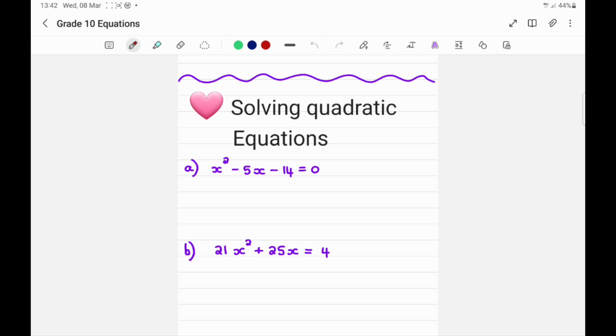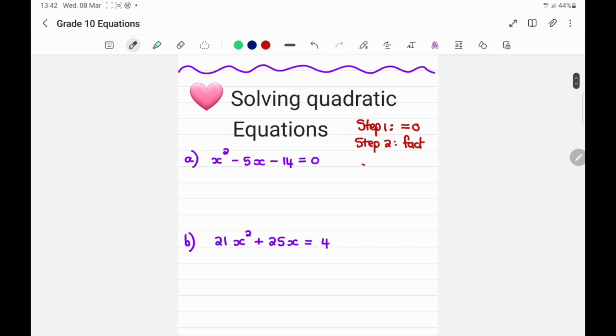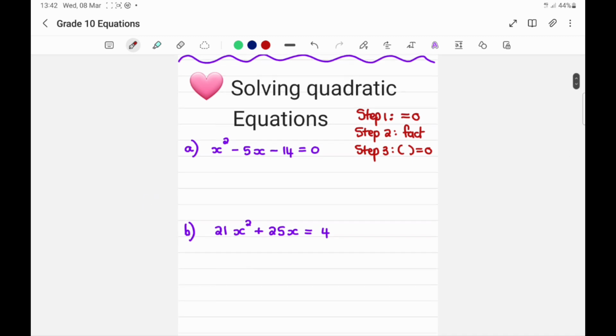Okay, so first of all, step 1, we need to equal it always to 0. So it's already equal to 0 in A. Step 1, if I can write it here for you, equal your equation to 0. Step 2 is factorize, and then step 3 will be let each bracket equal to 0. Quite short and sweet, although I know quite a few things get added to this, but that's basically what we're aiming for. Step 1, equal to 0, so already done.